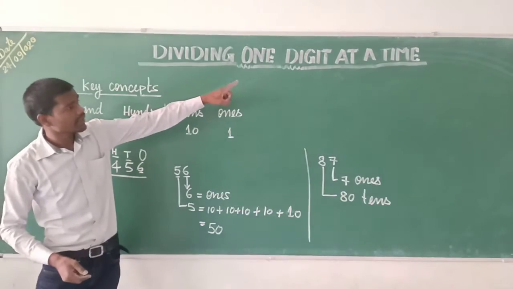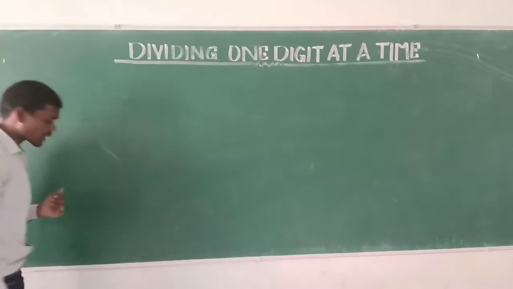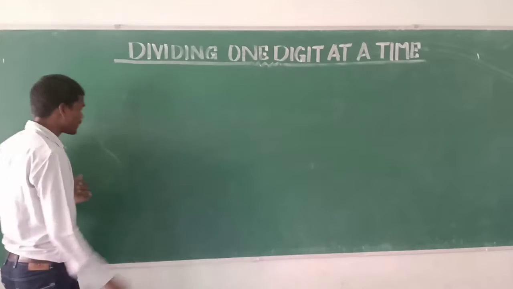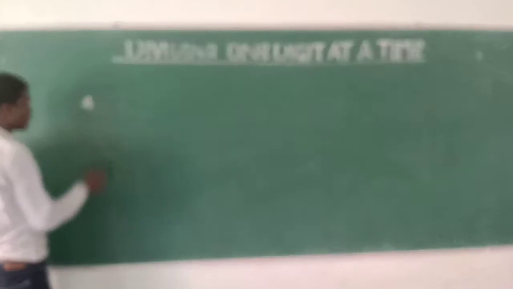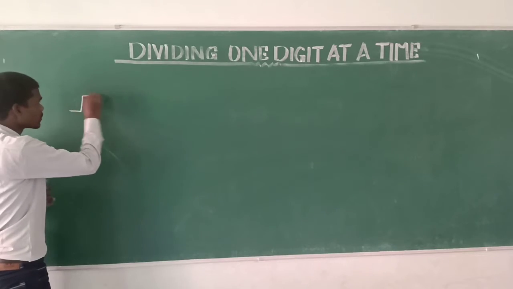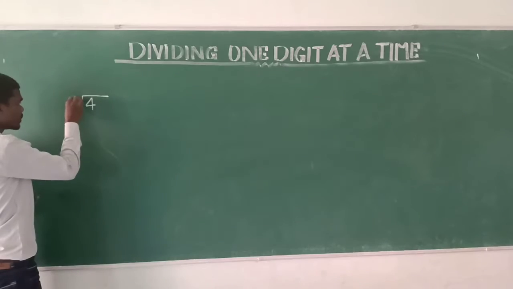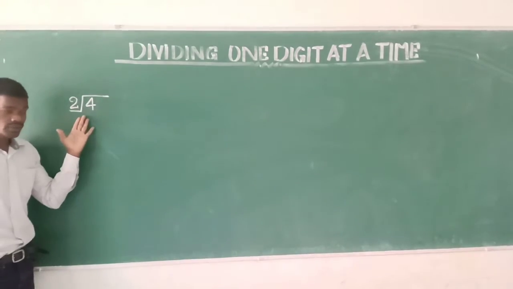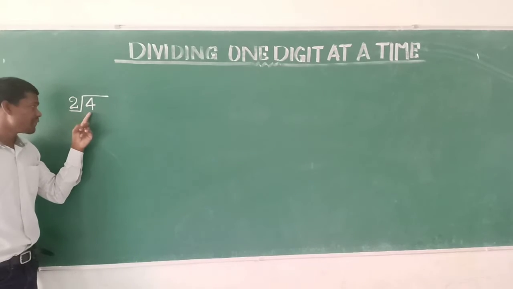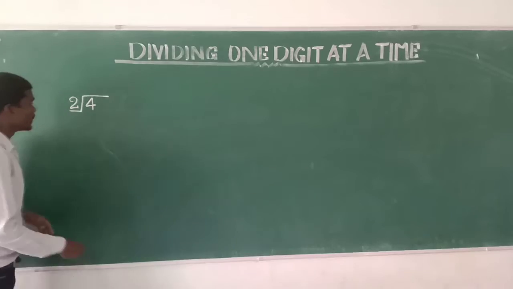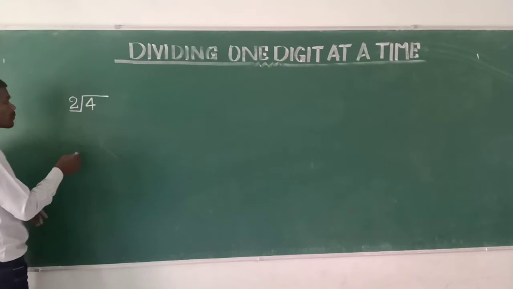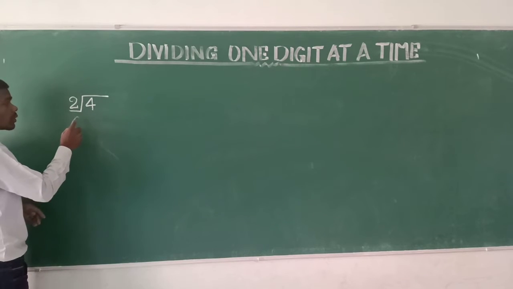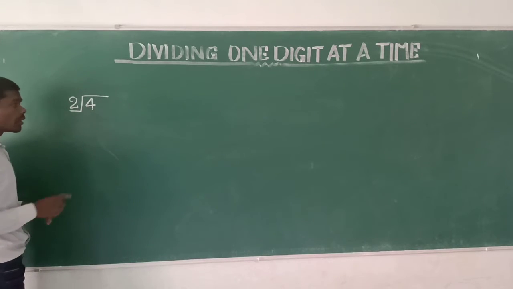dividing one digit at a time. One example I would like to give, that is 4, then here 2. So you can see here the digit 4 divided by 2. Now look at here, 2 2s are 4.